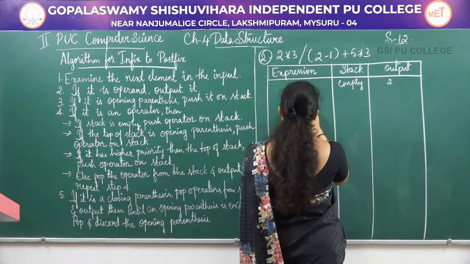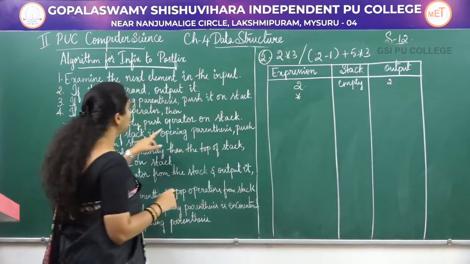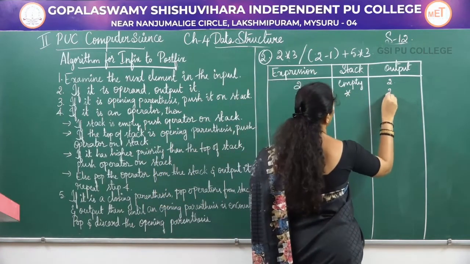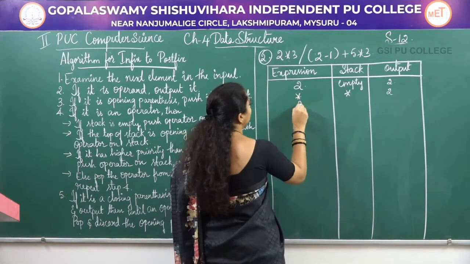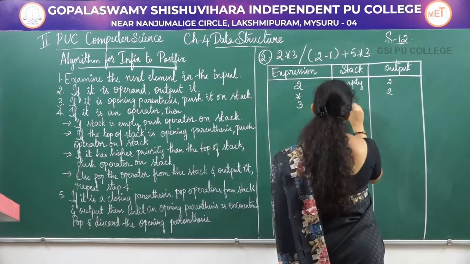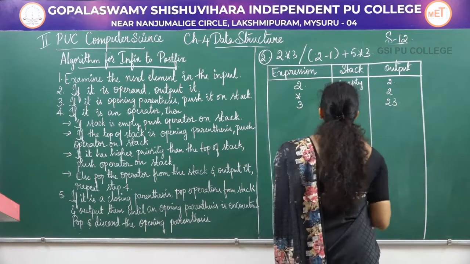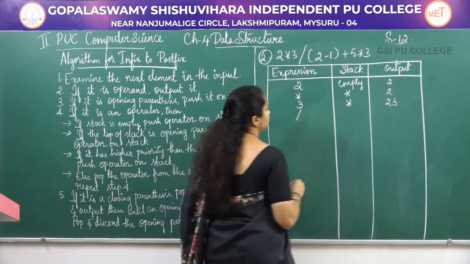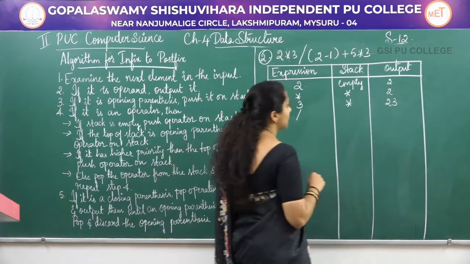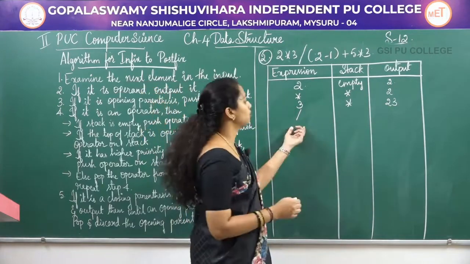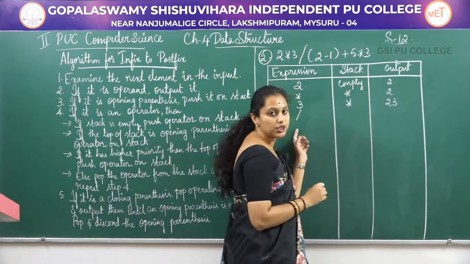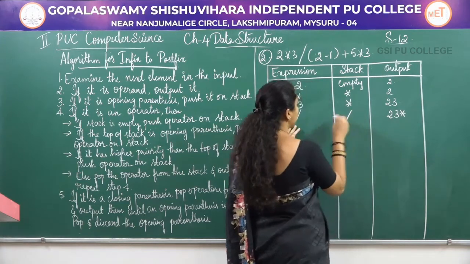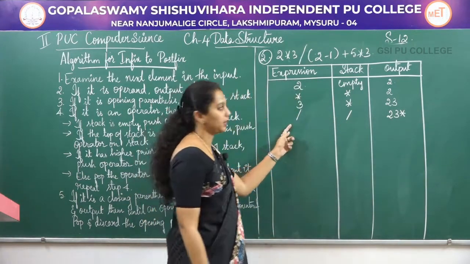Next, multiplication. If it is an operator, then we have to push the operator on the stack. I am going to push this operator on the stack. Next is an operand, so I am going to output this. Next is an operator. This operator has the same precedence level, so I am going to pop out this multiplication symbol. After this, I am pushing this operator into the stack.